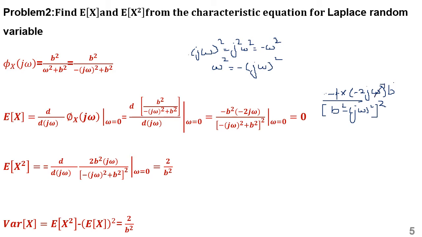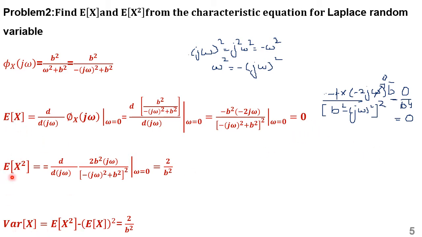When you put omega equal to 0 in this equation, you get 0 divided by b to the power 4, that is equal to 0. So therefore, you can write that expectation of x equal to 0.